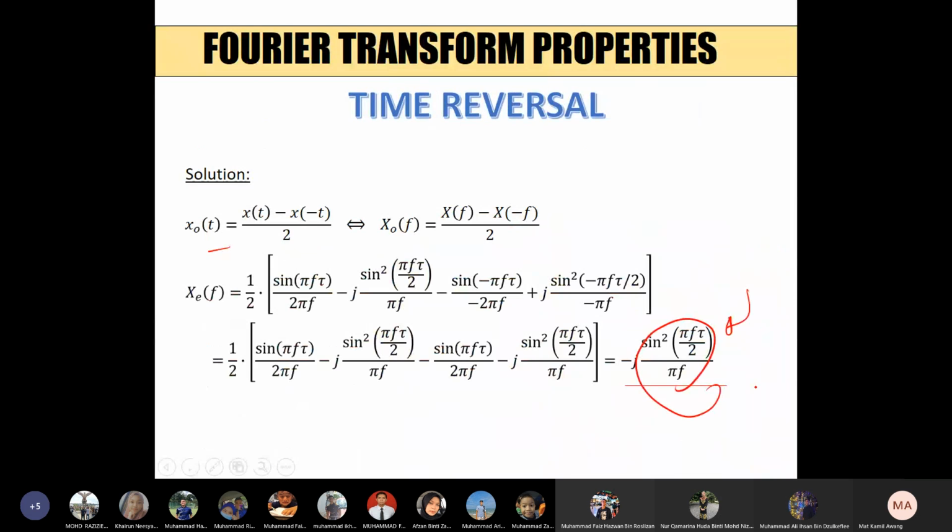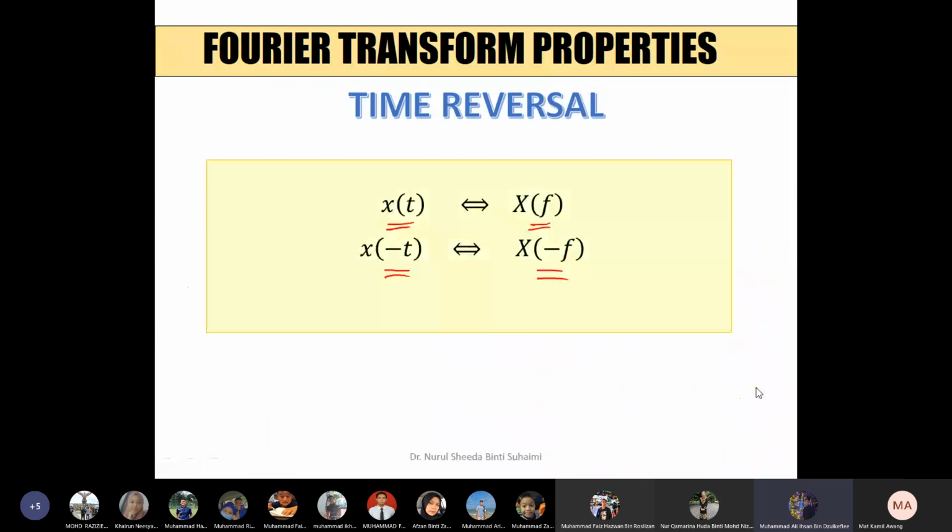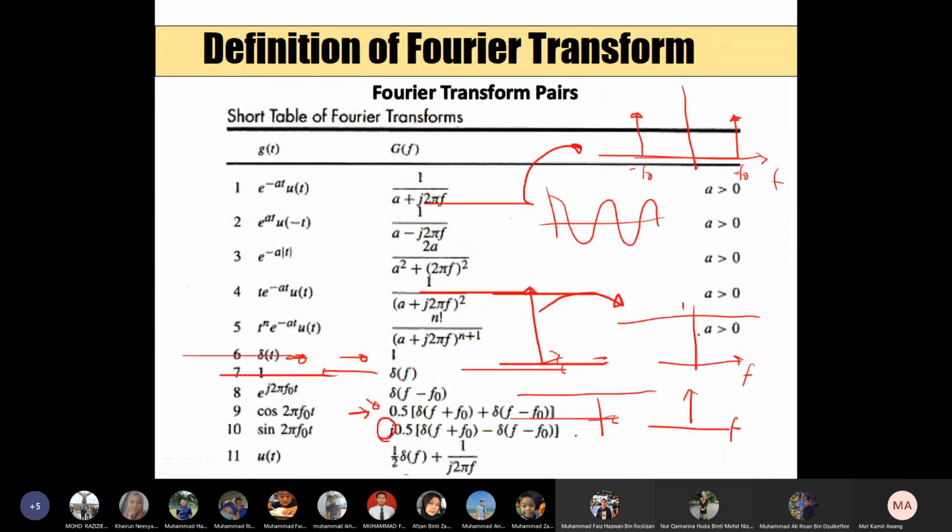So, what I drew earlier: a pulse in the time domain will give a 1 in frequency. A pulse in the frequency domain will give a 1 in time. So that is time frequency duality.